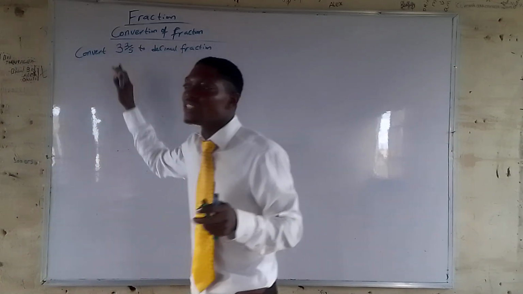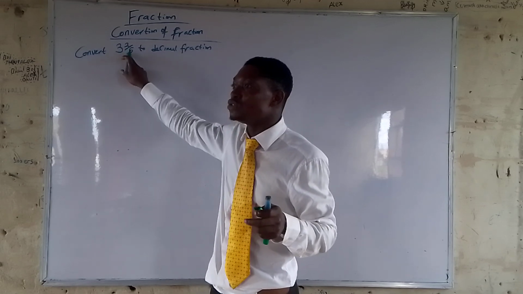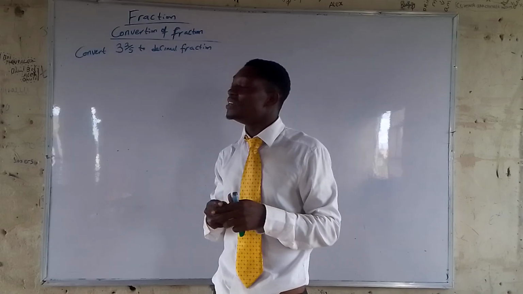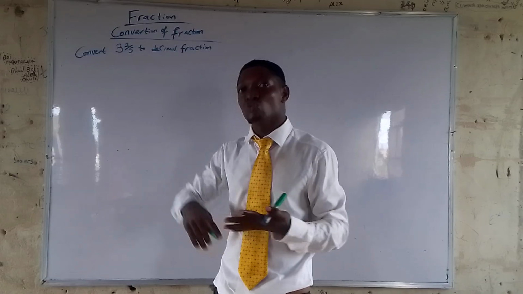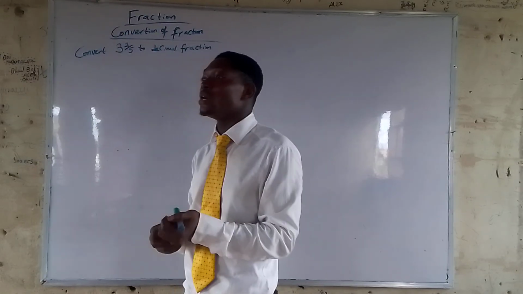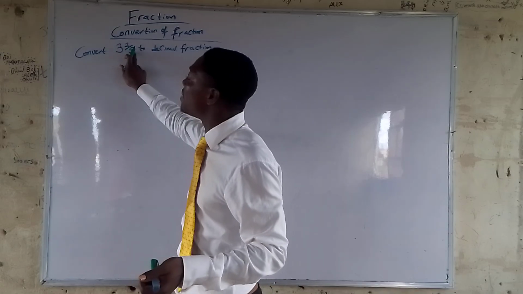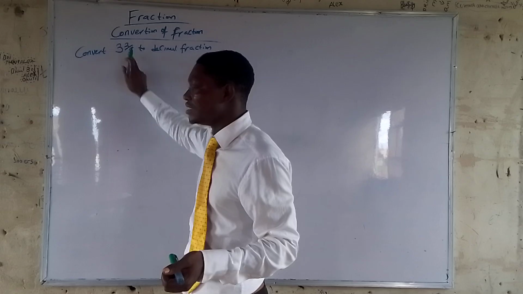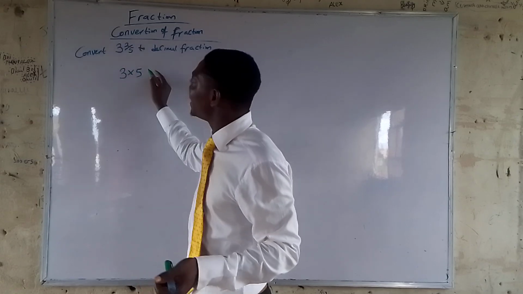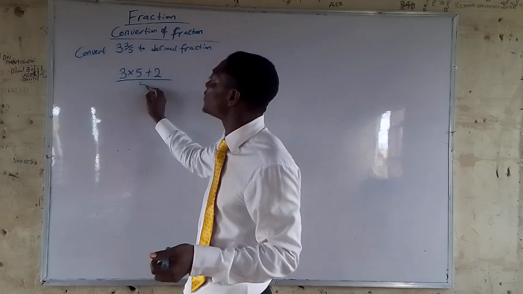To do that, what do you need first? You need to change this fraction back to improper fraction, because whenever you convert them, they turn to improper, whereby the upper one will be bigger than the lower one. And how can you do that? These 3 you are seeing, you multiply by this 5. You get it? So you have 3 multiplied by 5 and add the 2 that is up there, and you divide it by this 5.